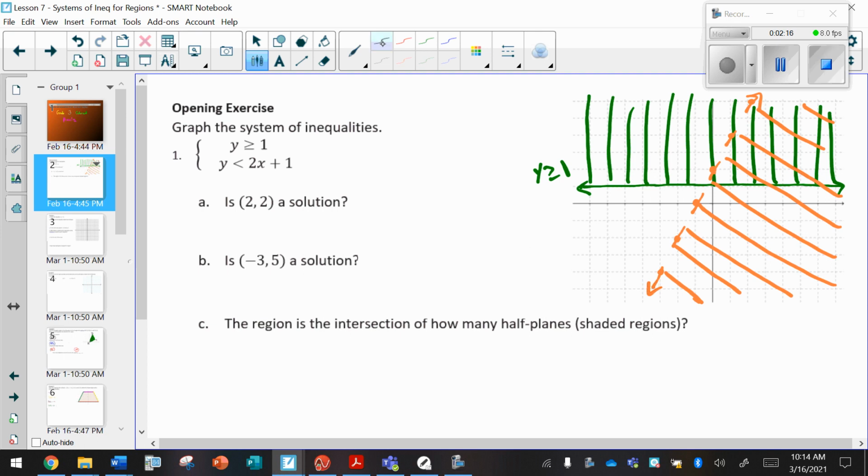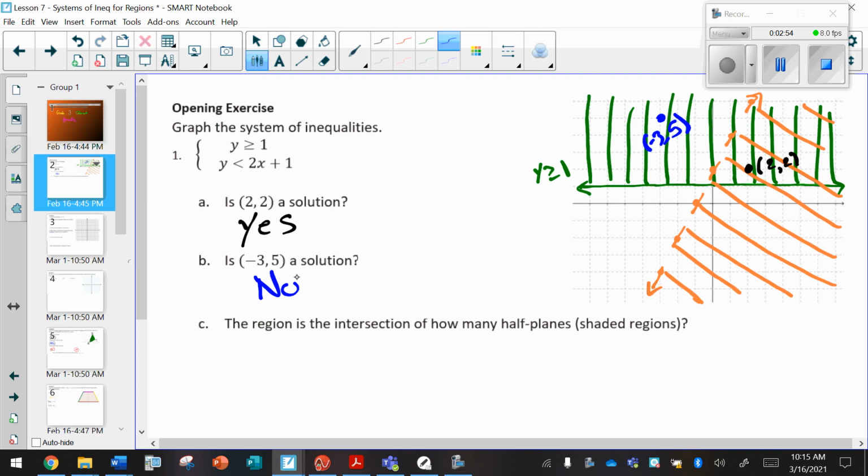Is the point 2 a solution? It is a solution if it lands in the double shaded region of our graph. So the point 2 is in the double shaded region. So the answer would be yes. Is the point negative 3, 5 a solution? Negative 3, 5 is not in the double shaded region, so it is not part of the solution.